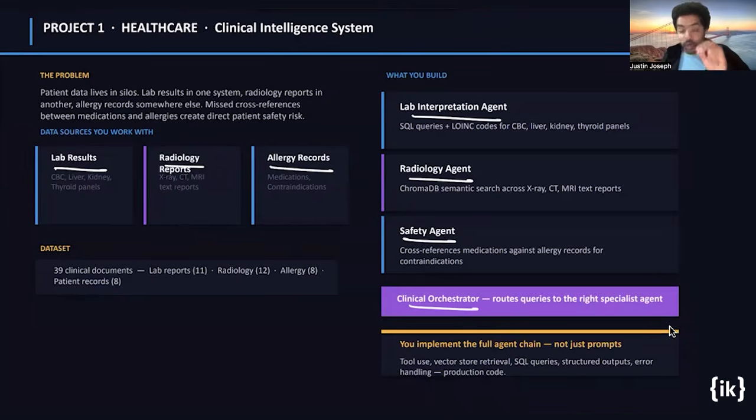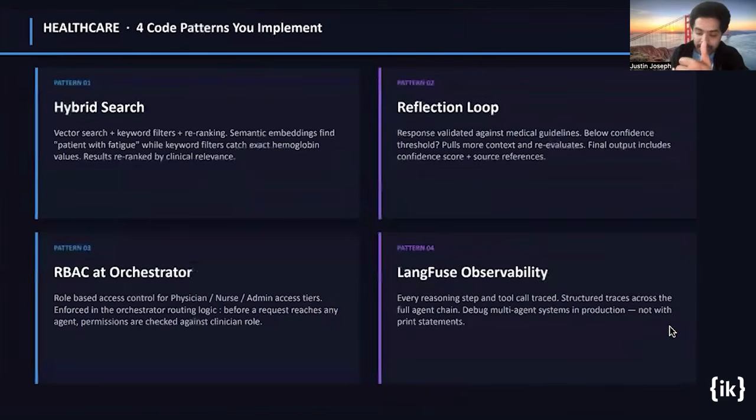In order to discuss more about this, we have to deep dive into the code patterns, and we are discussing 4 of them. Pattern number 1 is hybrid search. The idea is that your medical retrieval cannot rely simply on vector search. You should combine semantic embeddings with keyword filters, searching for patients with fatigue, for instance, semantically, while also filtering for the exact hemoglobin value. Then you re-rank the results by relevance. And this is how you get retrieval that actually works on clinical data.